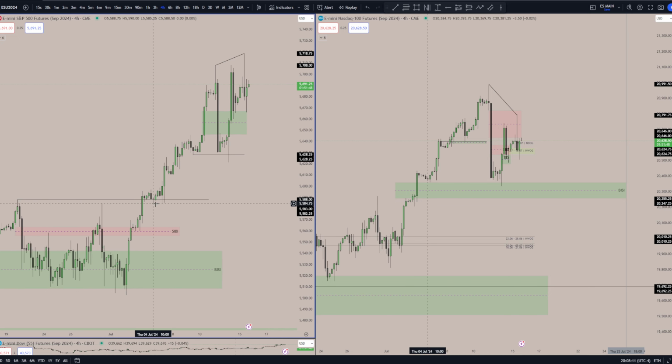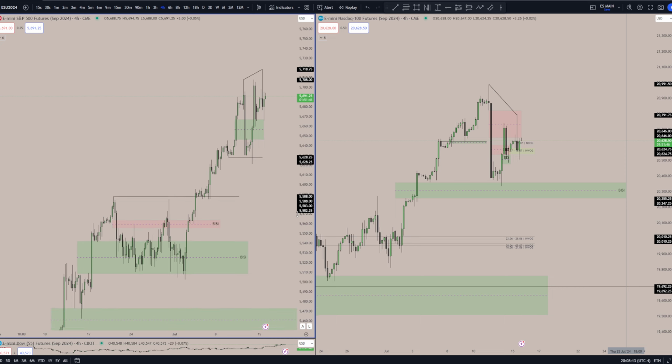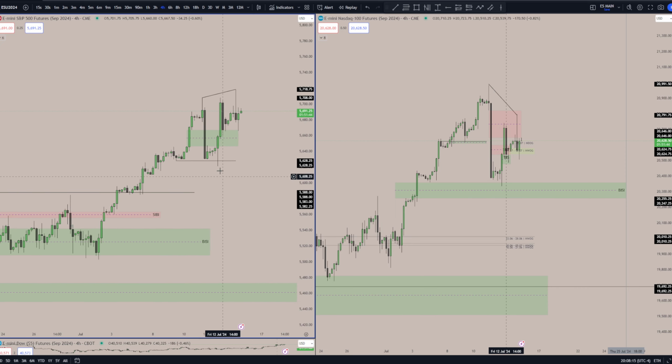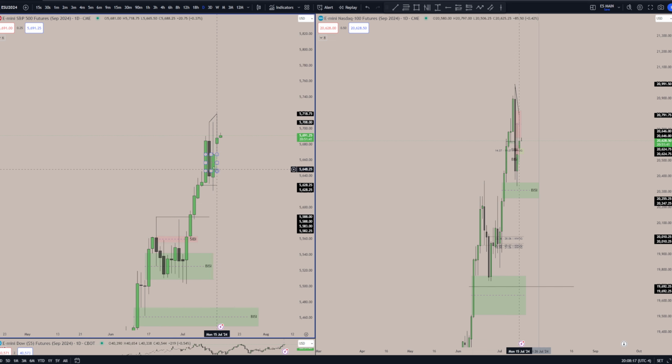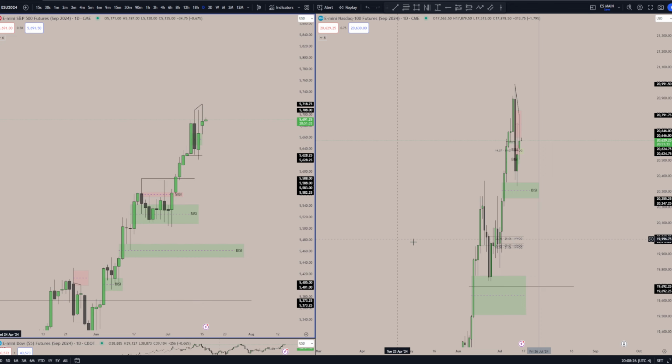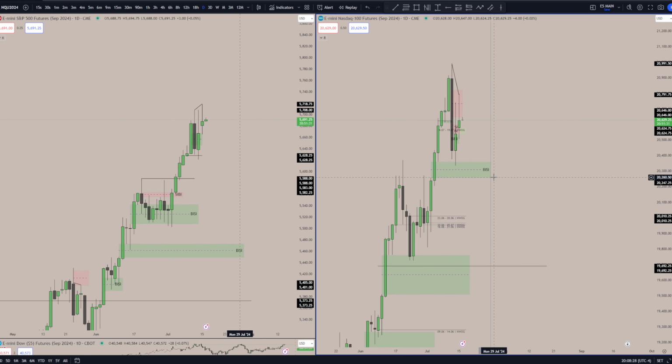We have relative equal lows down here on ES, lows here. So I'm keeping an eye on to see if we can head down there, probably a little retrace, get a little discounted price, and then probably continue higher, right? But nonetheless, this is an area I really have interest in.